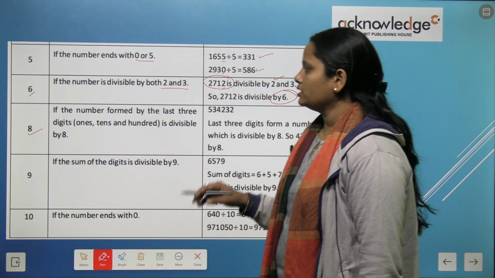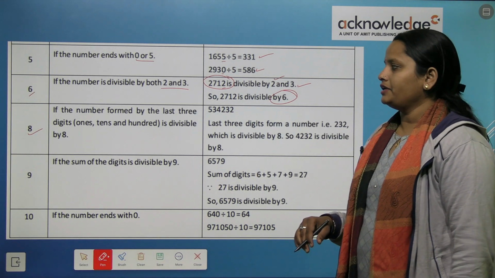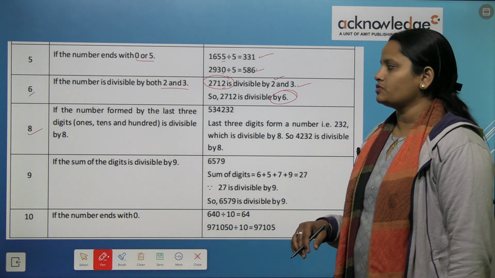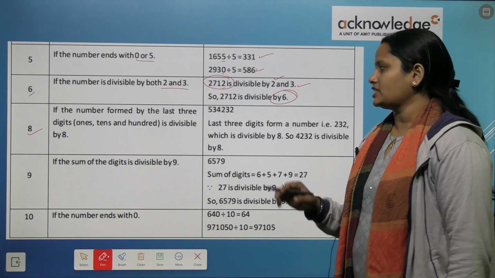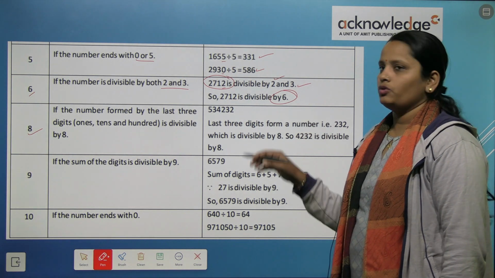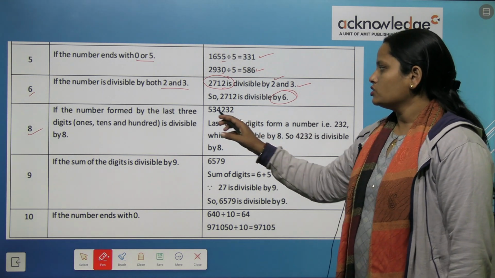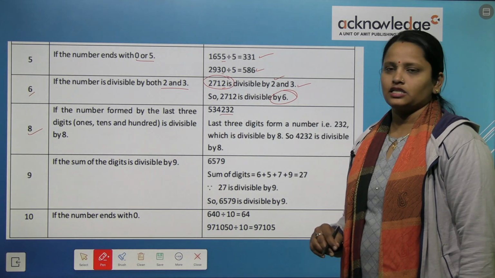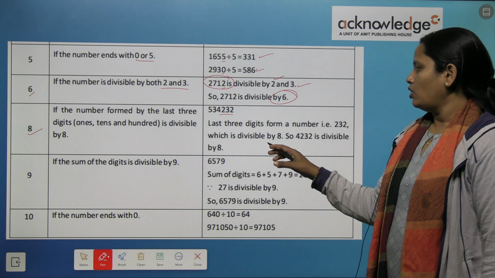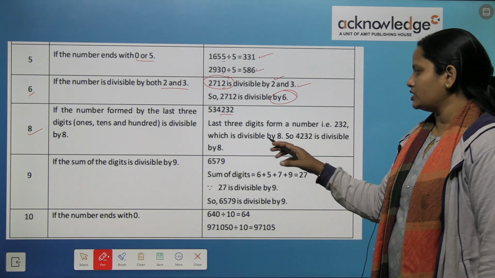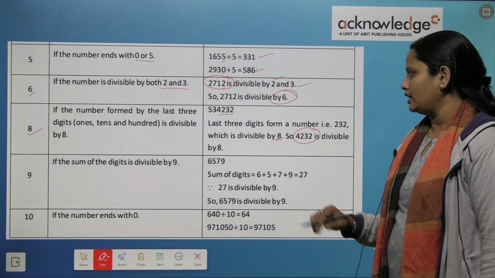Divisibility of 8. If the number formed by the last 3 digits... 8 की डिविजिबिलिटी के लिए हमें लास्ट 3 डिजिट्स मींस 1, 10 और 100 तीनों प्लेसेस को देखना होगा. अगर वो 8 से डिविजिबल है, इसका मतलब कि वो पूरा नंबर 8 की डिविजिबिलिटी में पास हो जा रहा है. सो हियर वन नंबर इज गिवन. अब इसके लास्ट के डिजिट्स देखेंगे. 2 3 2. लास्ट डिजिट्स है 2 3 2 और जब हमने इसे डिवाइड किया which is divisible by 8. So this number is divisible by 8.